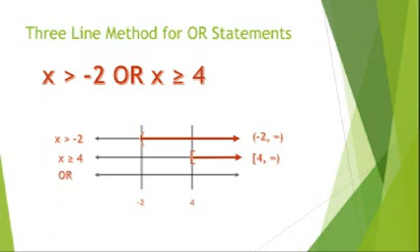With the OR operator, we're looking to combine the two lines. So we can see that the second line is actually a subset of the first line. So this is going to be a copy of the first line, or from negative 2 to infinity.